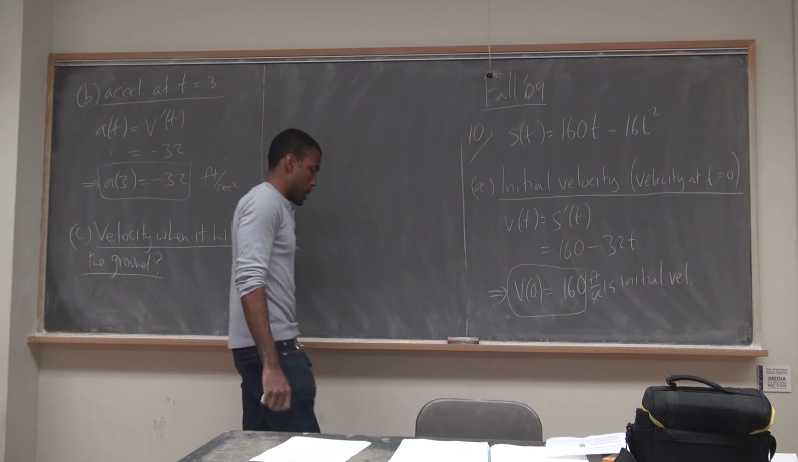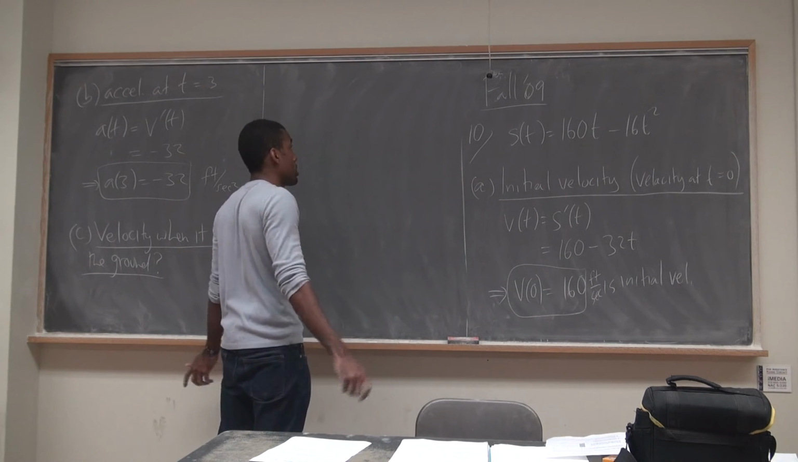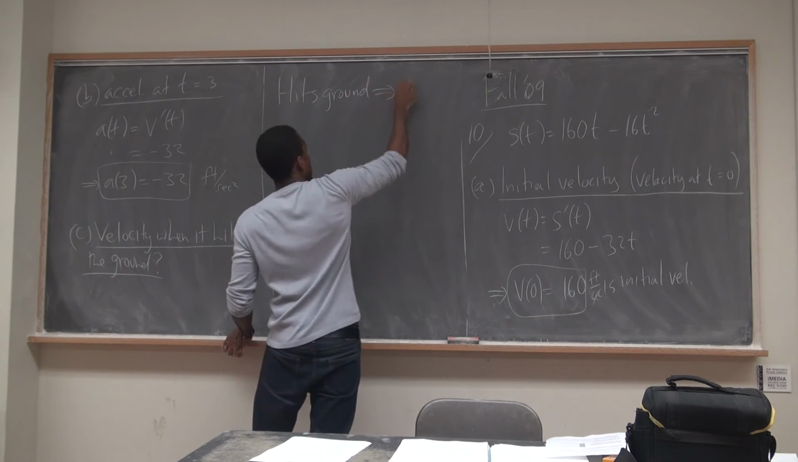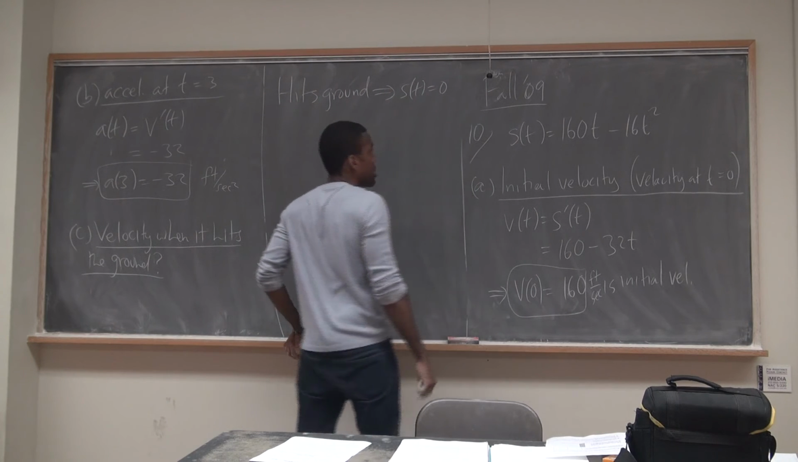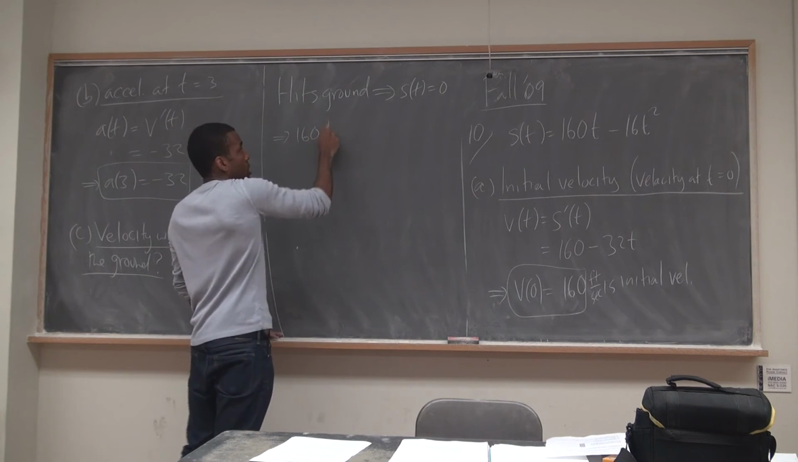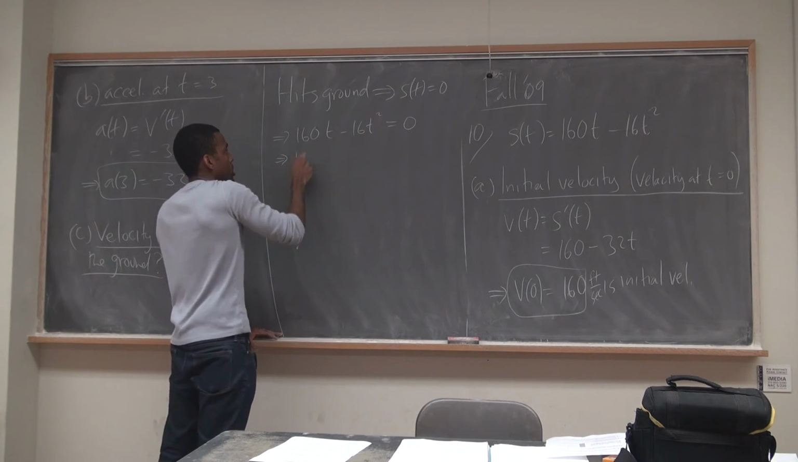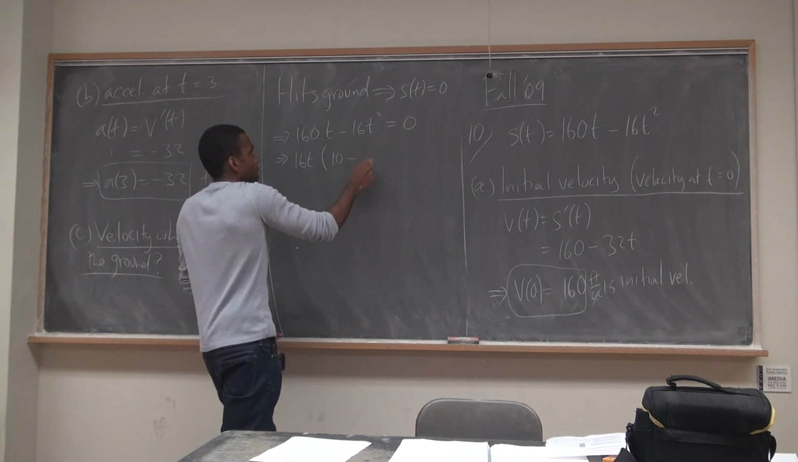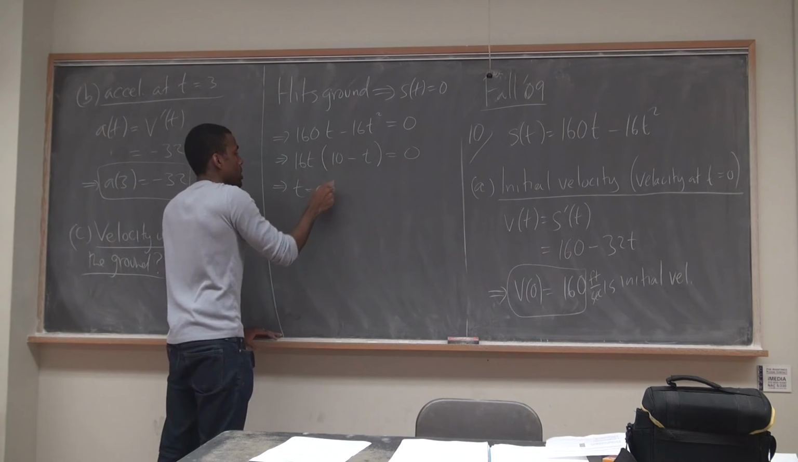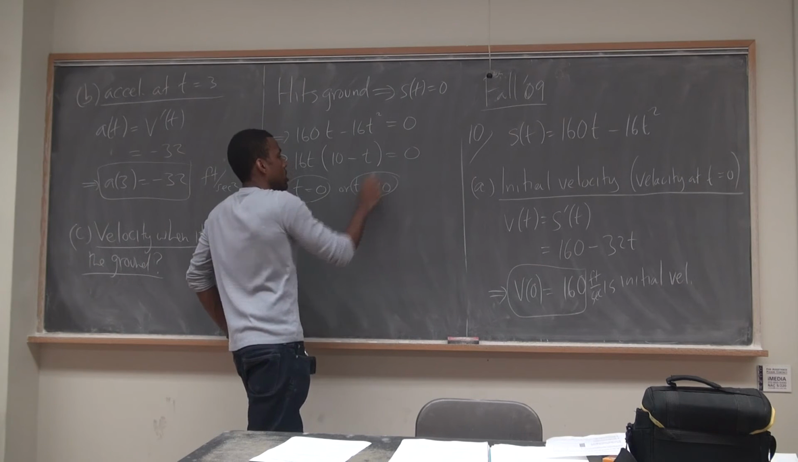When does it hit the ground? When the position function is 0. So hits ground means your s of t is 0. So you need to know when the position function, the height above the ground, is 0. So I need 160t minus 16t squared equals 0. At this point I can factor out 16t, and I'd be left with 10 minus t. So t equals 0, which is the beginning, on its way up, or t equals 10. So this is what I want.